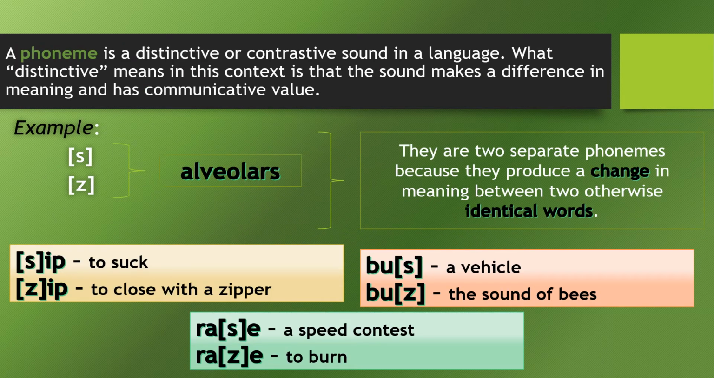A phoneme is a distinctive or contrastive sound in a language. What distinctive means in this context is that the sound makes a difference in meaning and has communicative value. For examples, the phonemes s and z. In terms of place of articulation, both of them are alveolars. These two phonemes are separate phonemes because they produce a change in meaning between two otherwise identical words. In our examples: sip and zip, bus and buzz, race and raise.